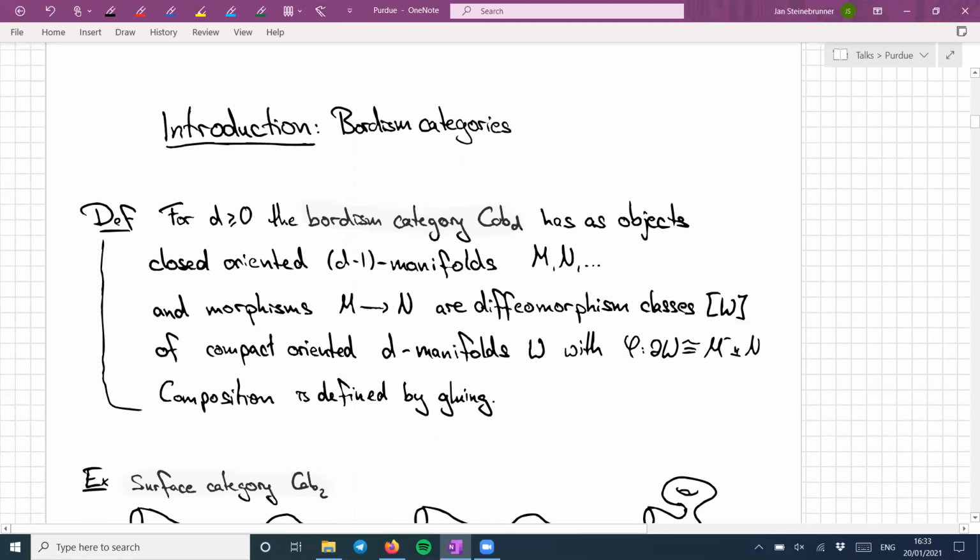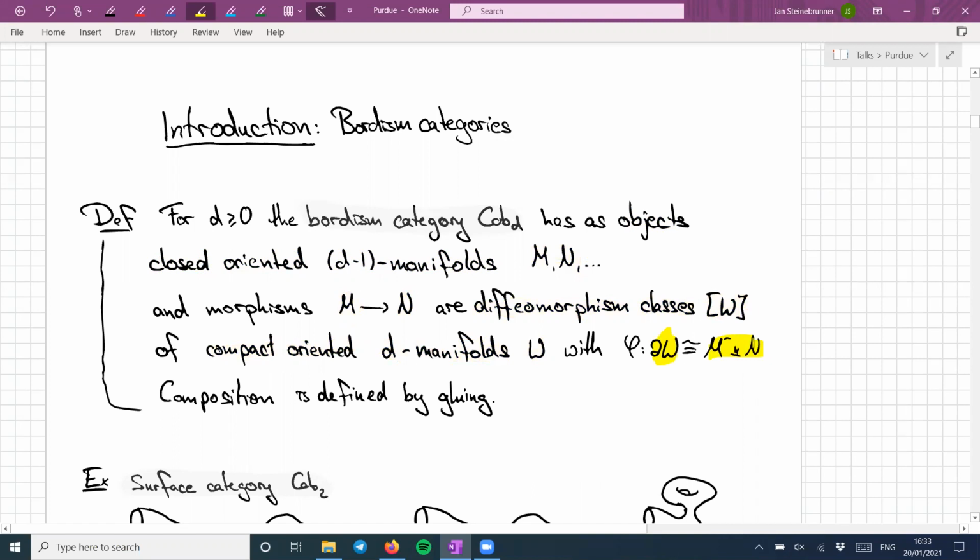I want to start by maybe repeating something you all already know, just to fix notation. So what are these bordism categories? For any dimension D, the bordism category Cob_D is going to have as objects the closed oriented (D-1)-manifolds M, N, and so on. A morphism from one closed oriented (D-1)-manifold to another is going to be a diffeomorphism class W of compact oriented D-manifolds whose boundary is identified with M and N.